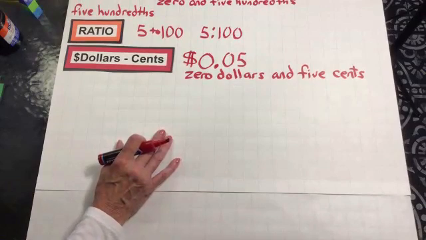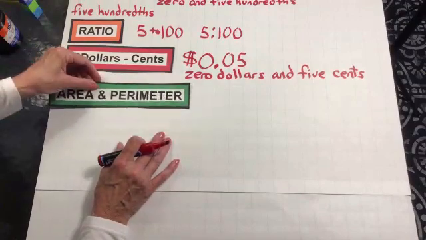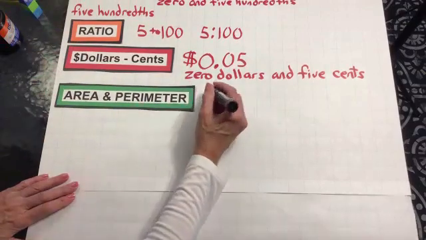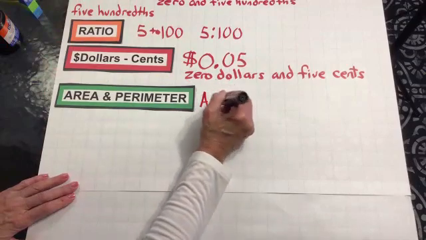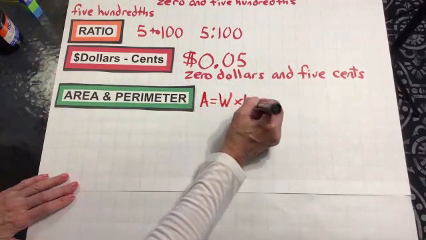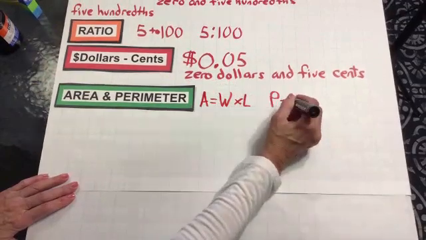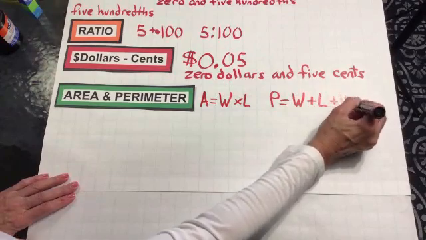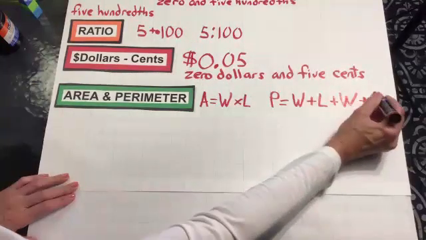Our next category is area and perimeter. So again, I want you to write down area equals width times length. Perimeter equals width plus length plus width plus length.